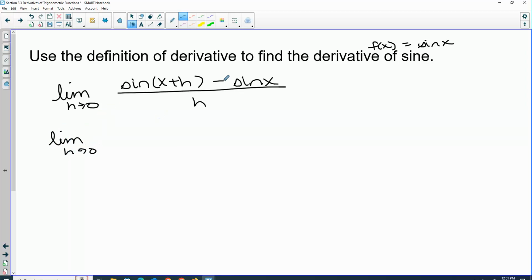Okay, sine of x plus h. Didn't I have you write down the formula for that today? Sure did. Okay, that turns into sine x cosine h plus cosine x sine h.